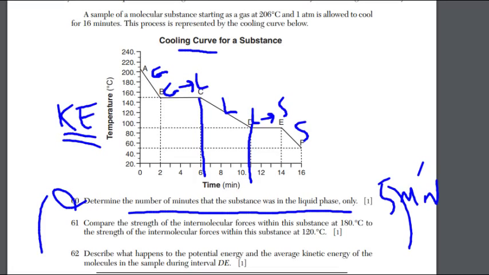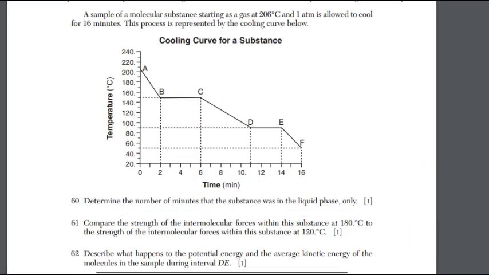Let's go to 61. Compare the strength of the intermolecular forces within the substance at 180 degrees Celsius to the strength of the substance at 120. Well, let me clear this for a minute or erase it. And let's look at 61 again. So at 180 degrees, we're right here. The substance is in the gas phase. And what do we know about particles in the gas phase?